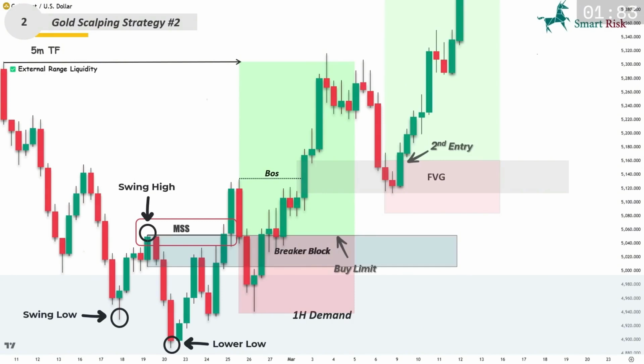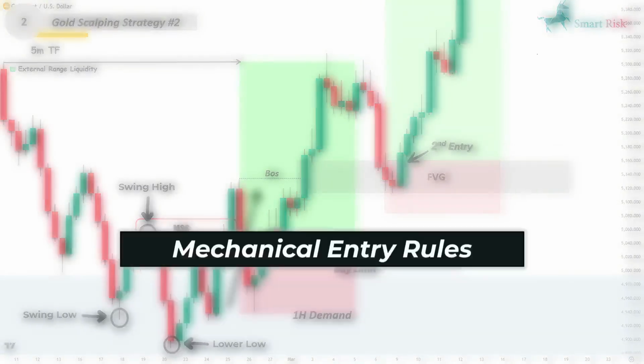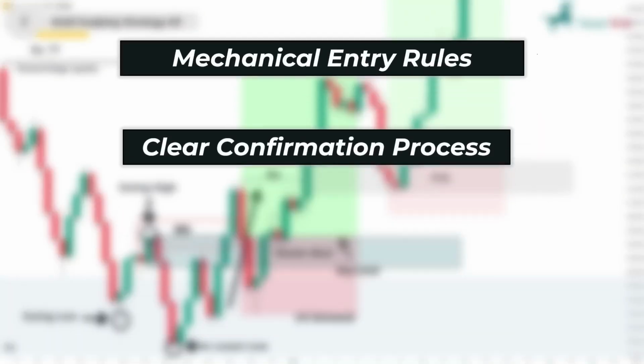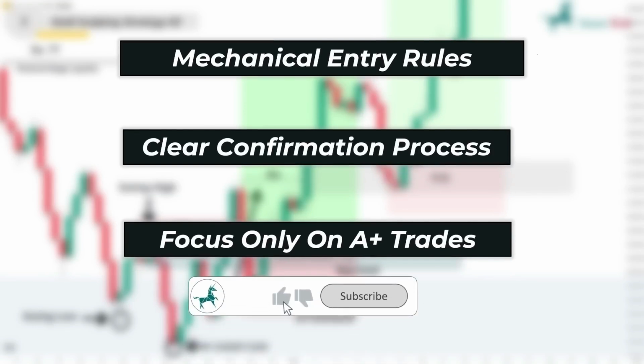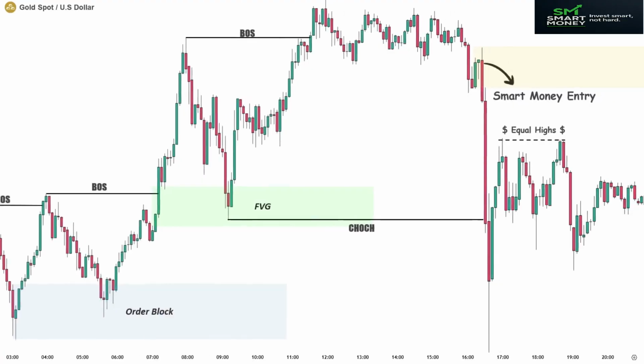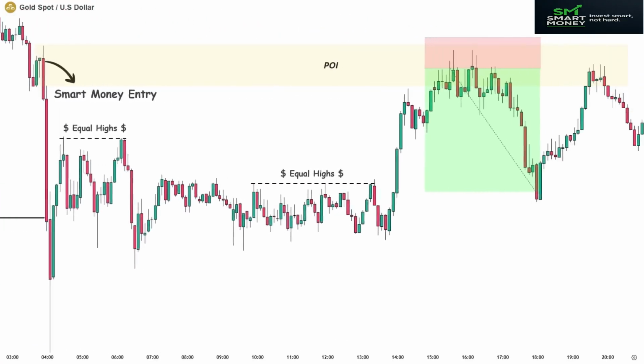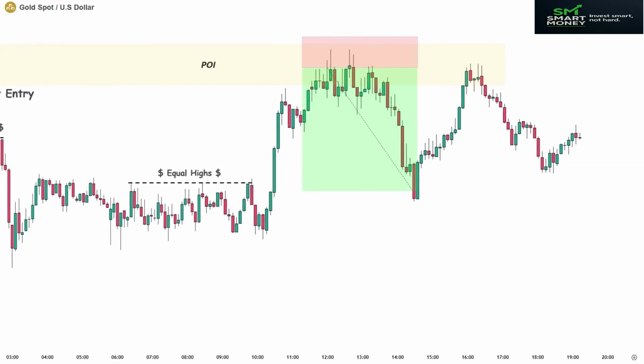single day. Each one is built on clear mechanical rules, and I'll break them down step by step. So by the end of this video, you'll have a complete roadmap to scalp gold with ease. Let's get into it. Before jumping into the scalping strategy, we first need to understand the gold pair.